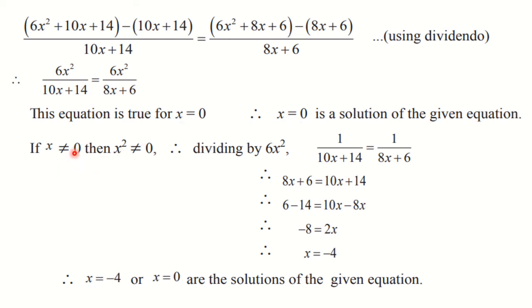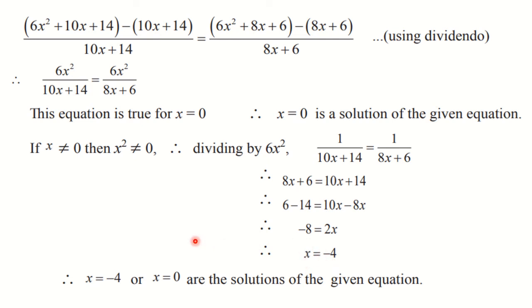But if x is not equal to 0, then x square is also not equal to 0. So we can divide both the sides by 6x square. This 6x square can be cancelled from both the sides. So what we are going to get? 1 upon 10x plus 14 is equal to 1 upon 8x plus 6. Then go for cross multiplication. So what we got? 8x plus 6 is equal to 10x plus 14. And then we have to equate the terms. Take the like terms together. So 10x minus 8x is equal to 6 minus 14. And therefore 2x is equal to minus 8 and from that x is equal to minus 4.